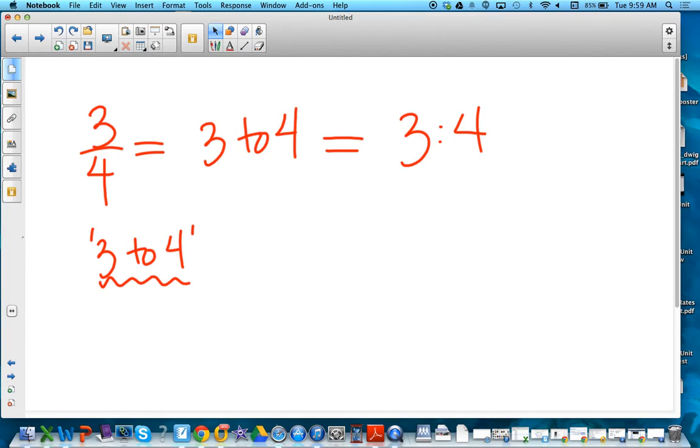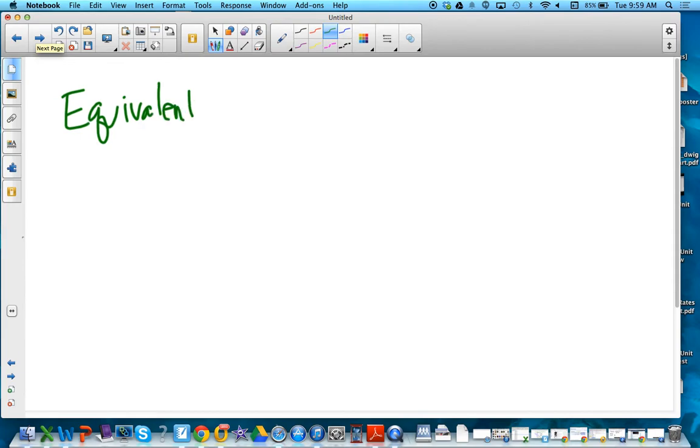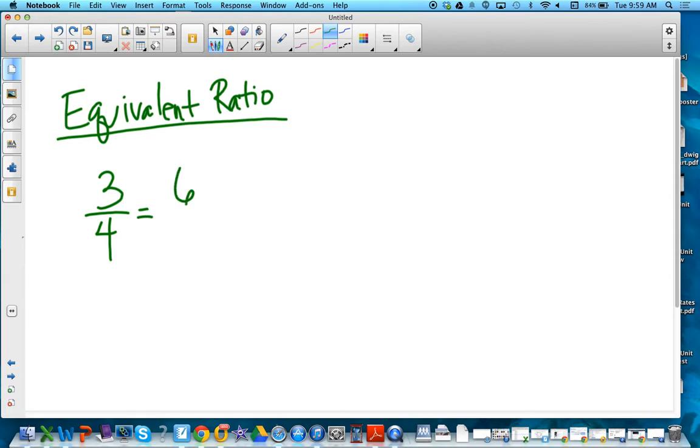Now, something that people get a little bit confused about is the difference between writing ratios in different ways and writing equivalent ratios. So an equivalent ratio, if I have something, let's go back to our 3/4. What this means is, for every 3 stars, I have 4 circles. So what would happen if I had, say, 6 stars? How many circles would there be?